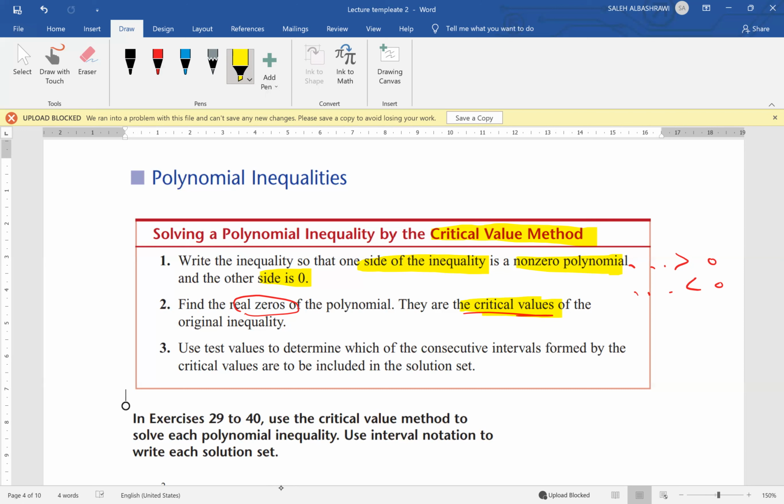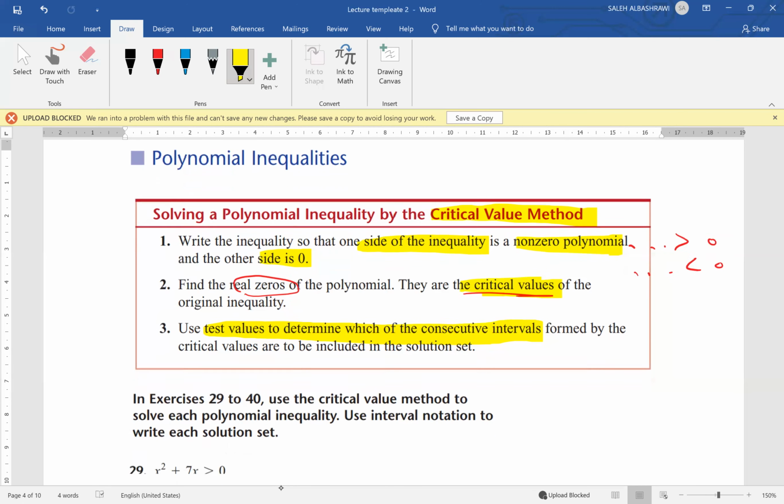In the third step, we use test values to determine which of the consecutive intervals formed by the critical values are to be included in the solution set. So in the third step, we are going to pick testing values so that we will decide whether the inequality is positive over that interval or negative. To explain this in more detail, let's have some examples.